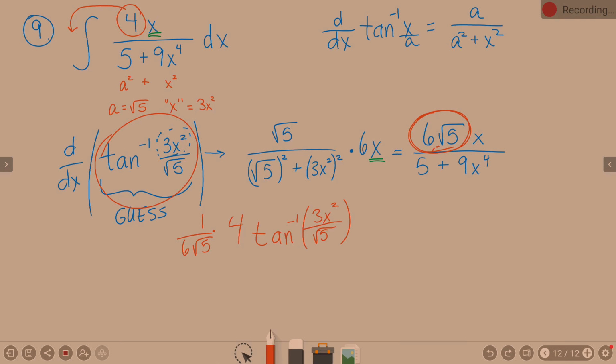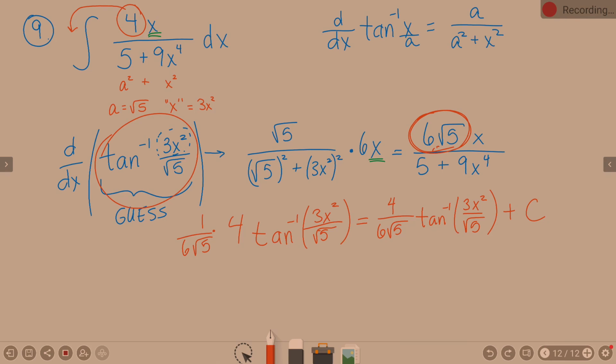Okay? How did I put this in the answer? Did I put it back together, I'm guessing? Yeah. If I multiply that together out front, it's 4 over 6 square root of 5 times tan inverse of 3x squared over square root of 5. Of course, it is officially an integral, so I should say plus c.